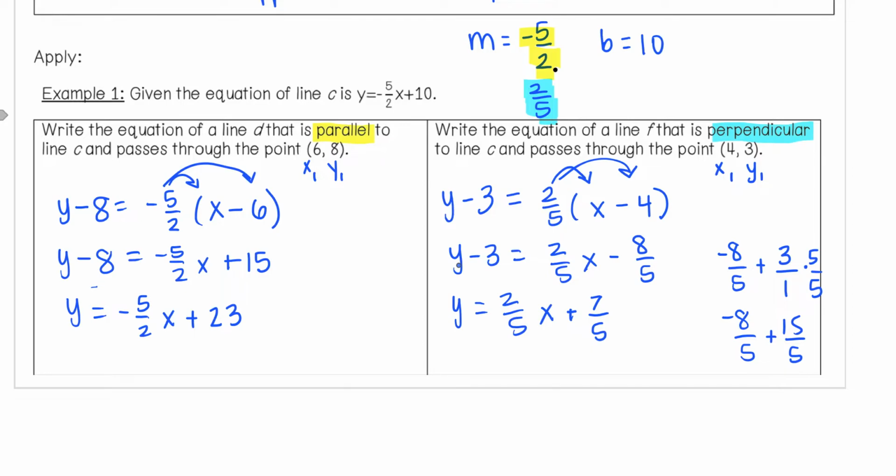So you need to find the original slope of the line, decide how to write a new slope, whether it's parallel or perpendicular, and then use point-slope form if you're asked to go through a particular point.